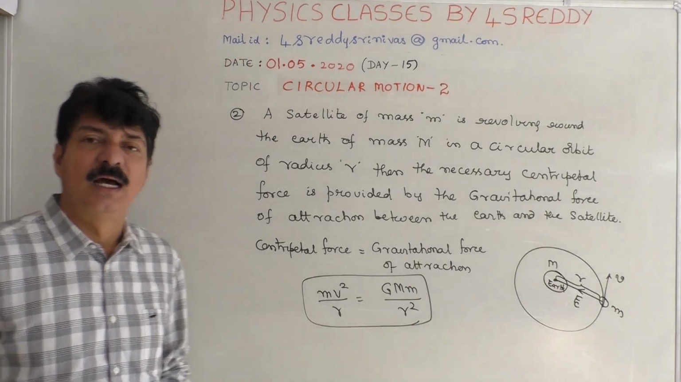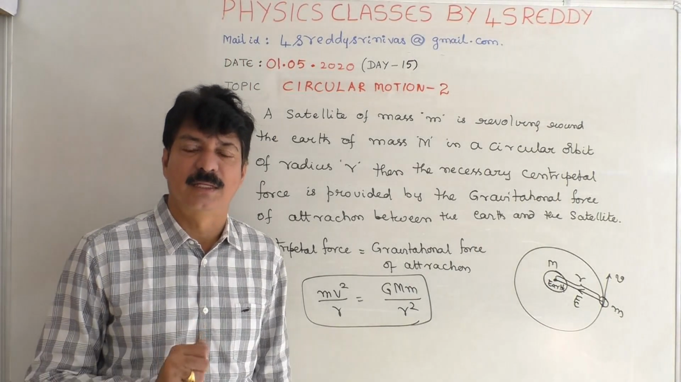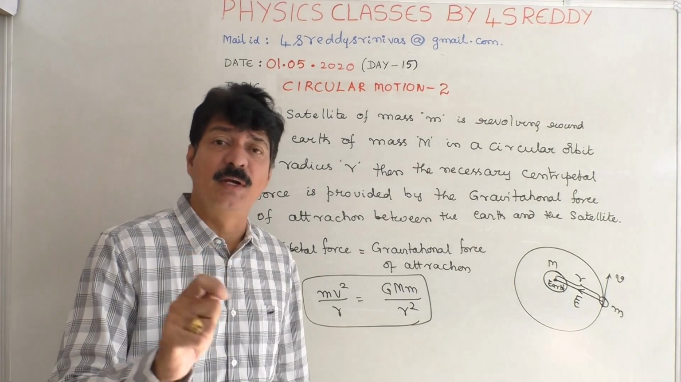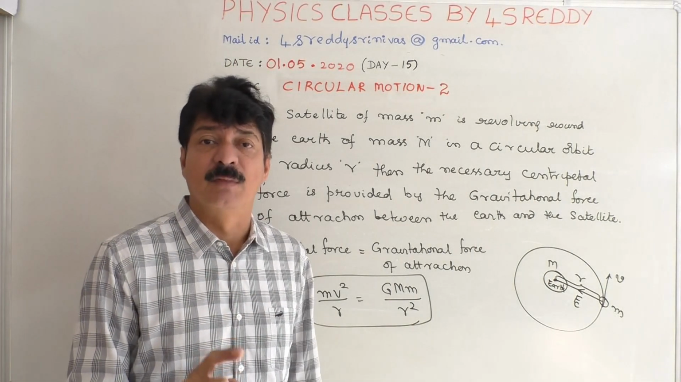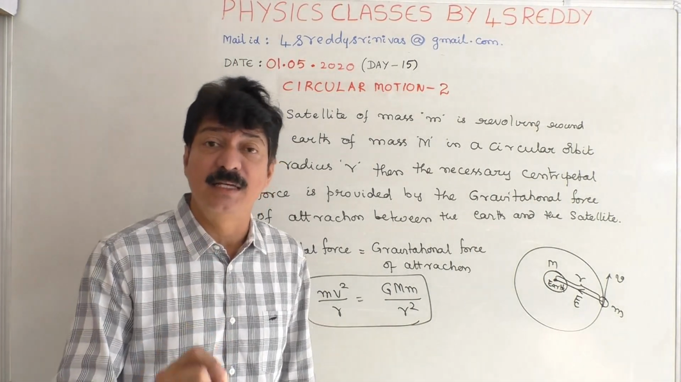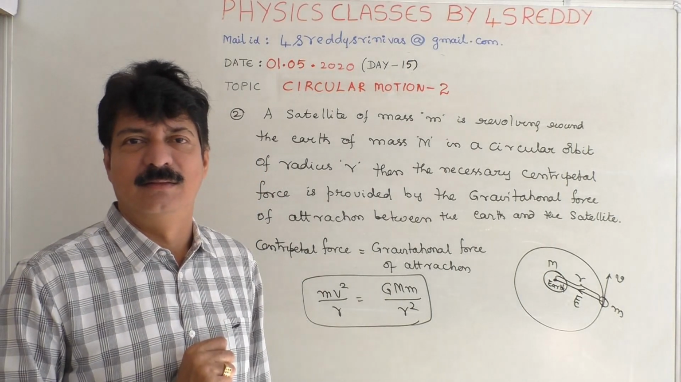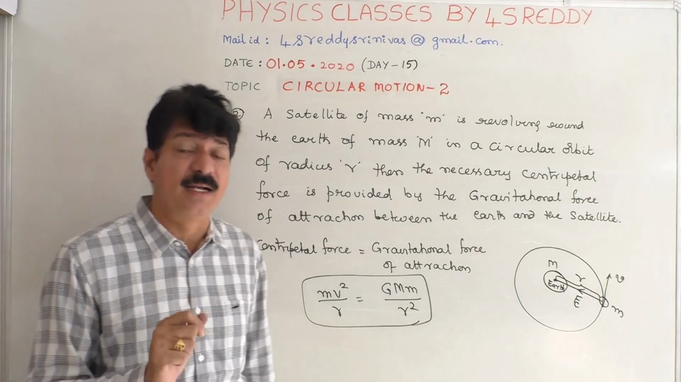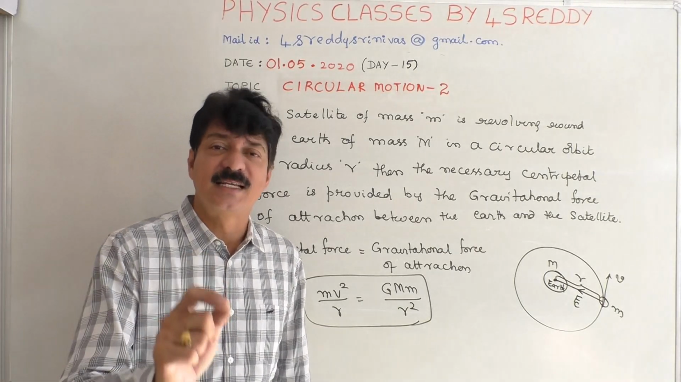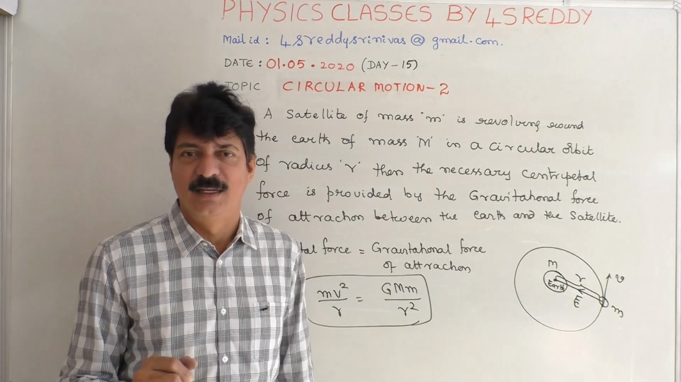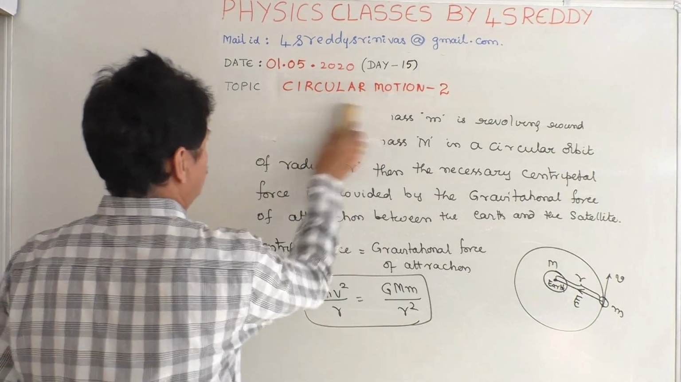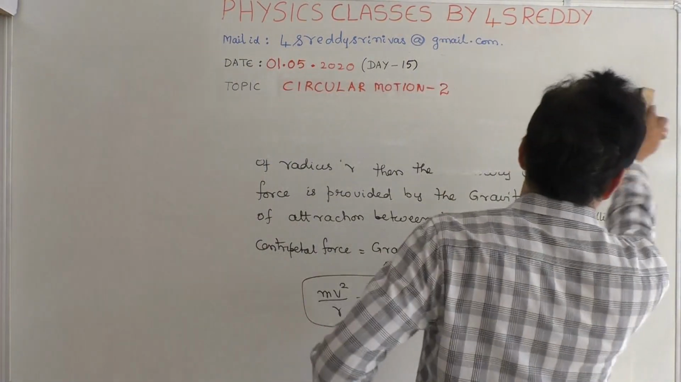This is another important example. Like that we can give many. For example, when a stone is tied to one end of a string and is rotated in a horizontal circle, then the necessary centripetal force is provided by the tension in the string. So this is about centripetal force. Then come to the other one.